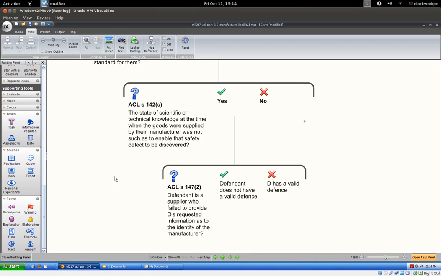If we are talking about that sort of thing, then 147 subsection 2. We're going back to that unusual instance where the manufacturer is not identified, and in fact instead the supplier is being sued. Then this is not a valid defense. That is, the state of scientific or technical knowledge is only a valid defense with respect to the actual manufacturer, not with respect to a supplier who supplied the goods. So I suppose this is aimed at preventing or discouraging people from selling all sorts of shoddy goods that were produced, I don't know, on the black market or maybe in China or something like that.